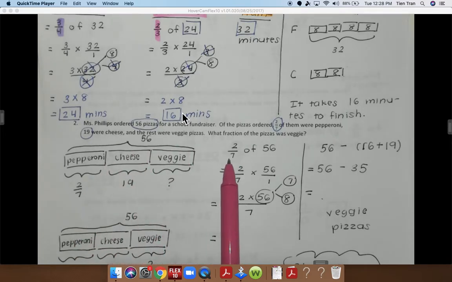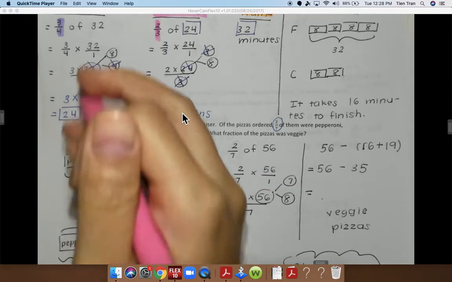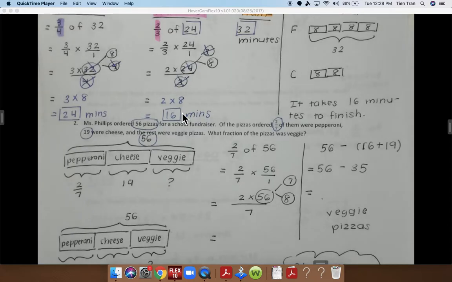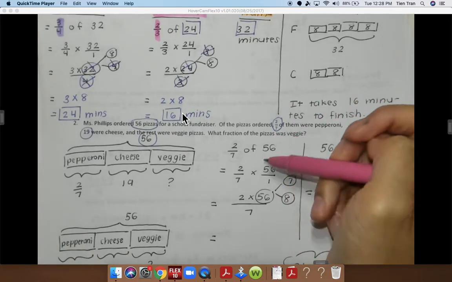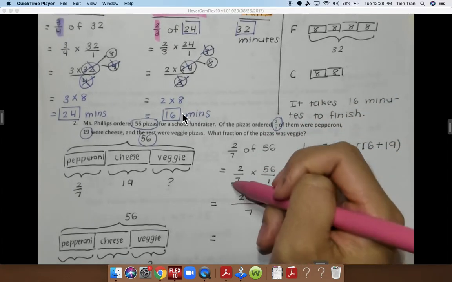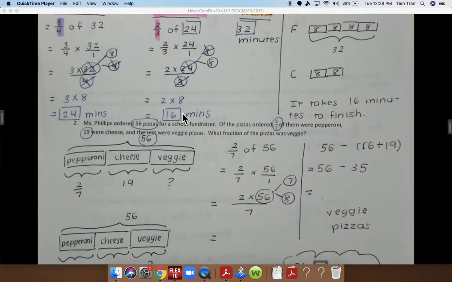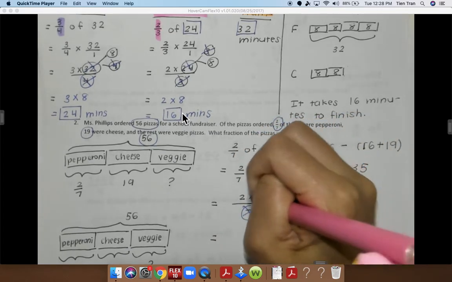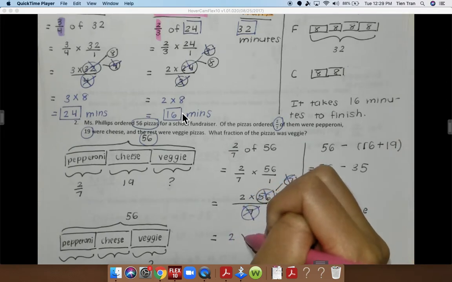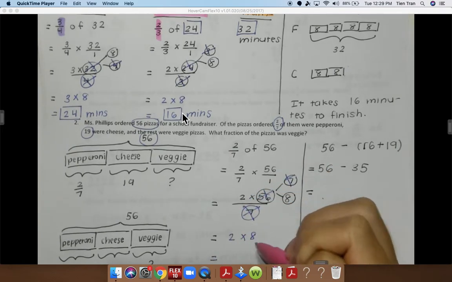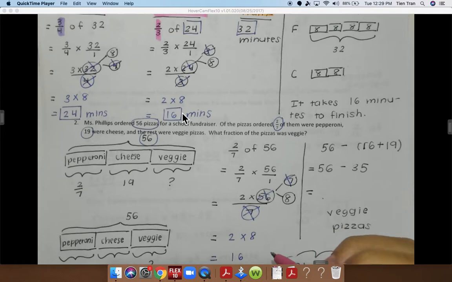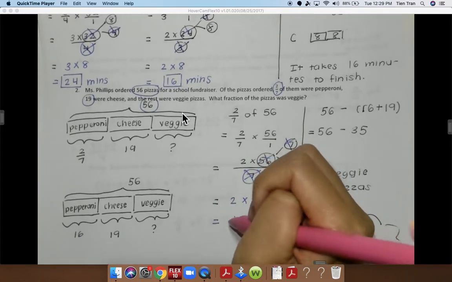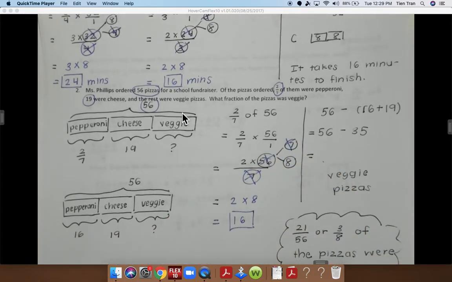To figure that out, I'm going to multiply 2/7 of 56. Why 56? Because 56 is the total number of all the pizzas, and 2/7 is how many I would find out for pepperoni. So I'm multiplying 2 times 56 and 7 times 1. I can break 56 into 7 and 8 because 7 is the denominator that I have on the bottom. So now I have 2 times 8. And 2 times 8 is going to give me 16. So what that means is that I have 16 pepperoni. So I wrote down 16 here.